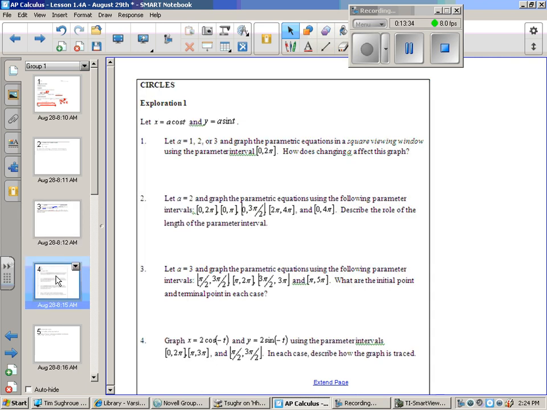Here's a nice exploration that we're going to run through a little bit here, just so you can see how some of this works out. We're going to start out with letting a equal 1, 2, or 3 and graph the parametric equations in a square viewing window using the parameter between 0 and 2 pi. How does a affect this graph? So let's take a look. First of all, we'll start with this coefficient here being 1, and then we'll change it to a 2 and then to a 3 and see what that does to the curve. So we're going to be doing quite a bit on the graphing calculator here. Here it is. It's cosine and then sine.